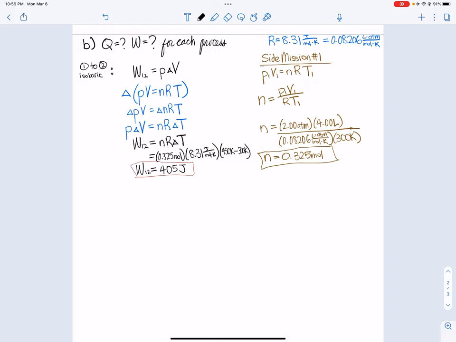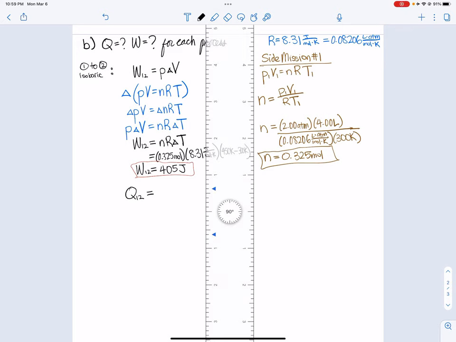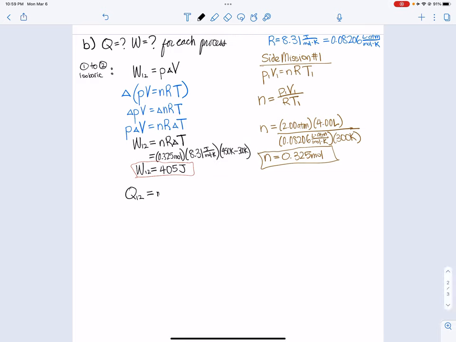All right. Now let's find Q12, or the heat transfer from state 1 to state 2. So Q12 will be equal to, remember it's an isobaric process, and for all isobaric processes, the value for Q is n Cp, or the molar heat capacity for constant pressure, times delta T, which is a change in temperature, okay? This is only true for constant pressure or isobaric process, okay?